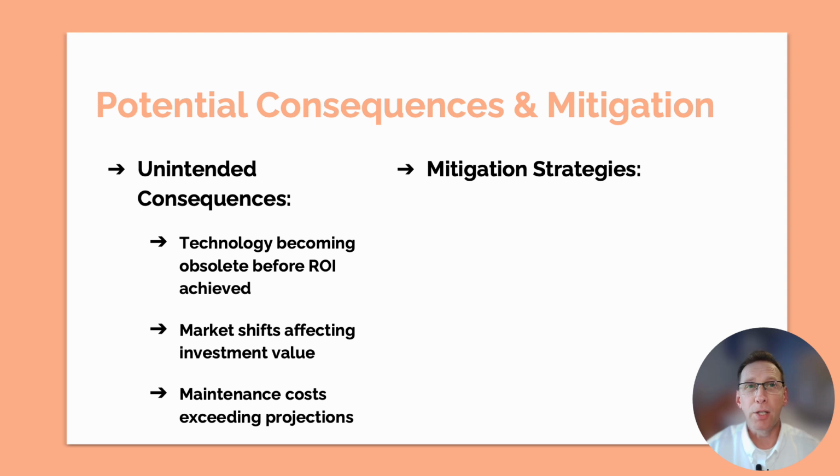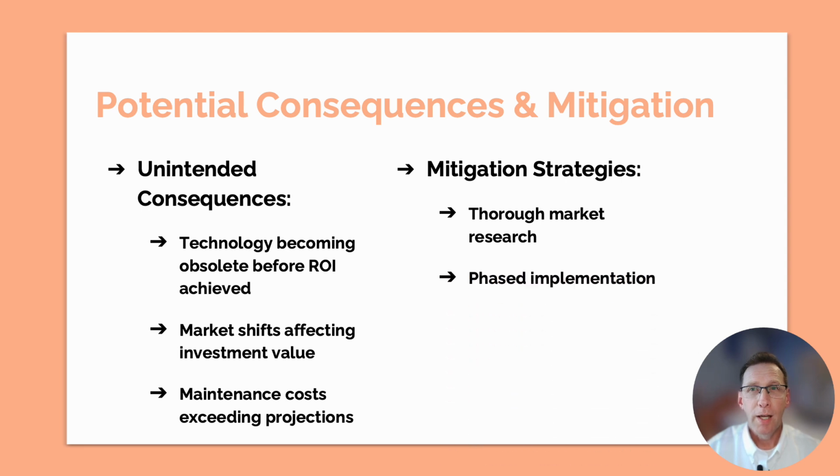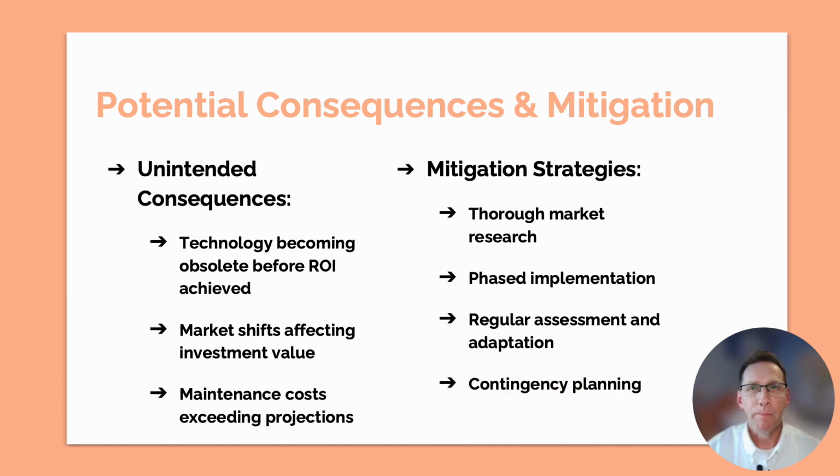Some strategies that you can use to mitigate or balance out those consequences are thorough market research, a phased implementation where you do it in stages, and regular assessment and adaptation, making sure that everything is working properly. You're assessing what the investment is bringing and adapting where needed. And then, of course, looking at any contingencies and trying to plan for those.